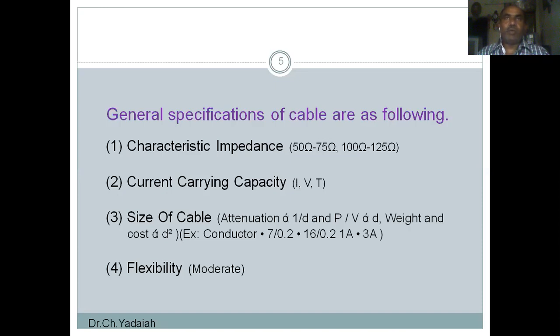For that purpose, we have to consider the attenuation factor, the power capacity factor, the voltage capacity factor, height, cost and weight to design a cable.